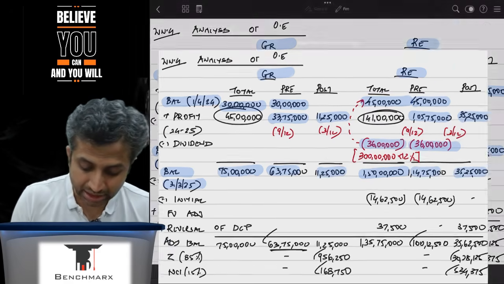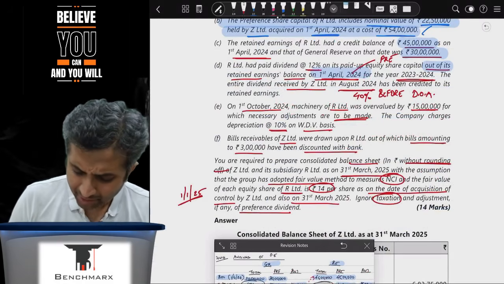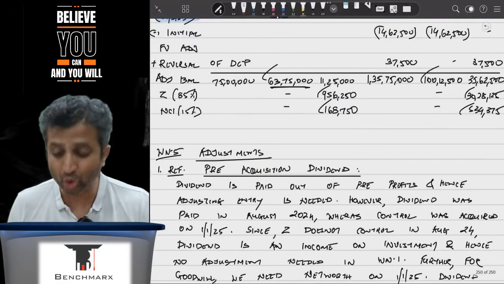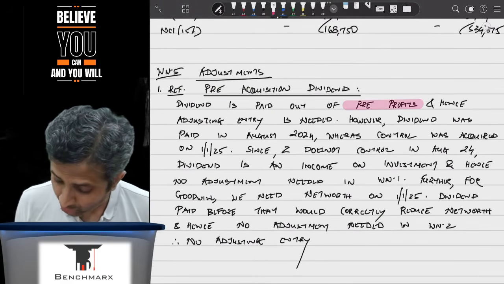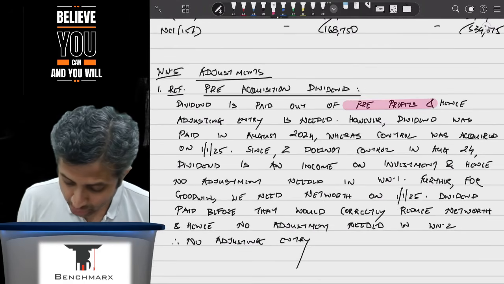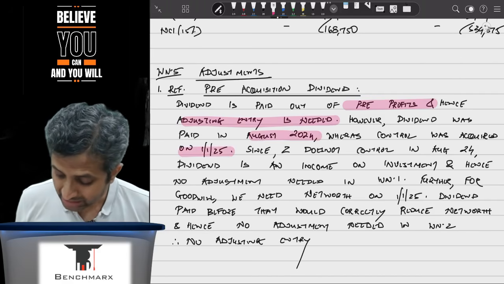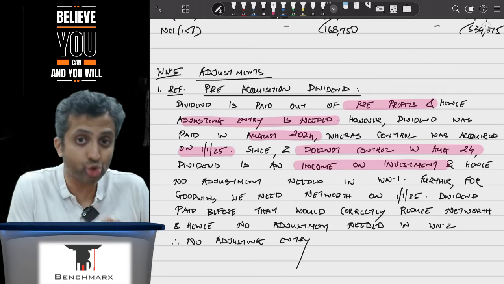Now if there is any other consolidation adjustment, we'll have to do that. Now if you see the consolidation adjustment, first of that seems to be dividend. We have written a note over here that you don't need to do any separate adjustment for dividend. Well, because dividend is paid out of pre-acquisition profits, so an adjusting entry is usually needed, but dividend was paid in August 24, whereas control was acquired on 1st January 25. Since Z does not control in August 24, dividend is an income on investment which should have been taken.